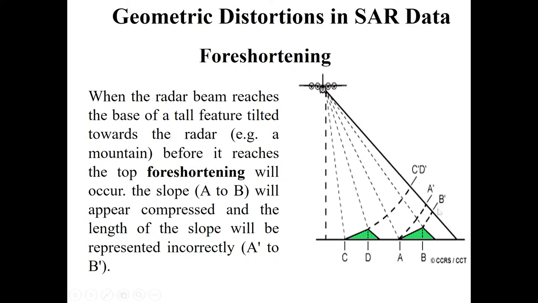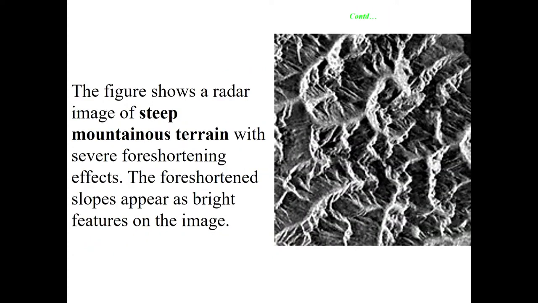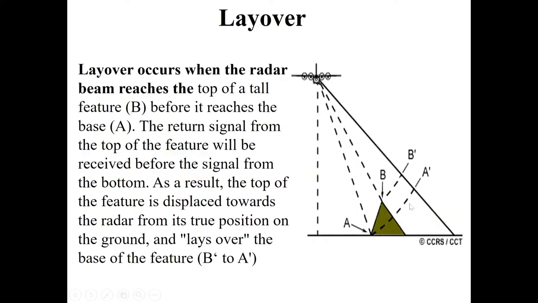The foreshortening effect generally occurs in the far range, and here one can see that due to the foreshortening effect in this hilly terrain, we are not able to get clear information of the slope. Another is layover. Layover occurs when the radar beam reaches the top of a tall feature before it reaches the base. The return signal from the top of the feature is received before the signal from the bottom. As a result, the top of the feature is displaced toward the radar from its true position on the ground, and it lays over the base of the feature.